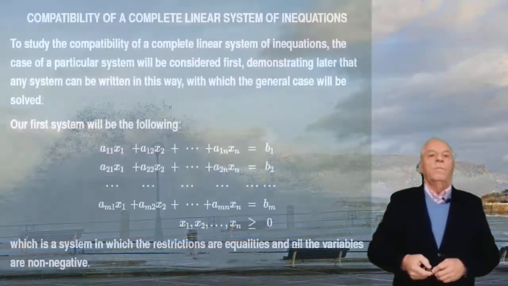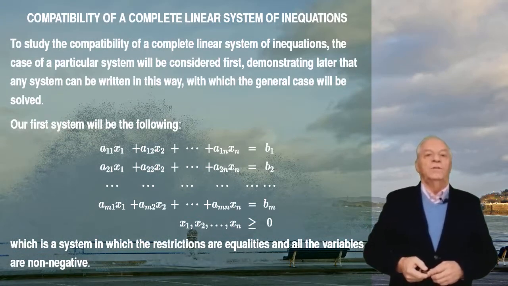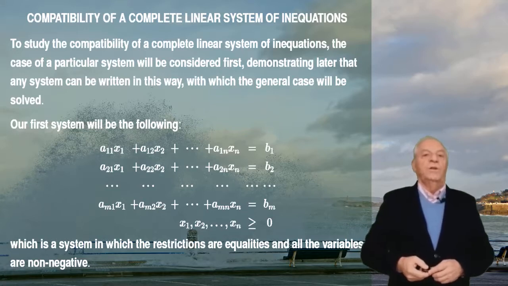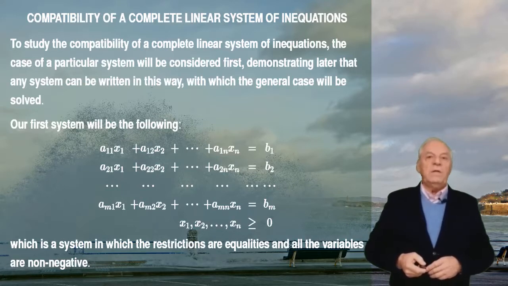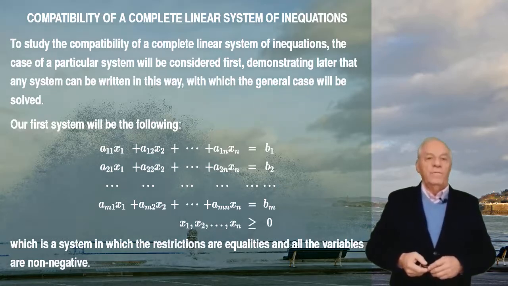To study the compatibility of a complete linear system of inequations, the case of a particular system will be considered first, demonstrating later that any system can be written in this form, with which the general case will be solved. This particular system is of the form in this slide, which is a system in which the restrictions are equalities and all the variables are non-negative.